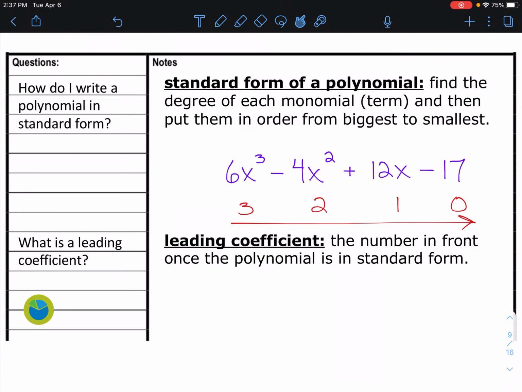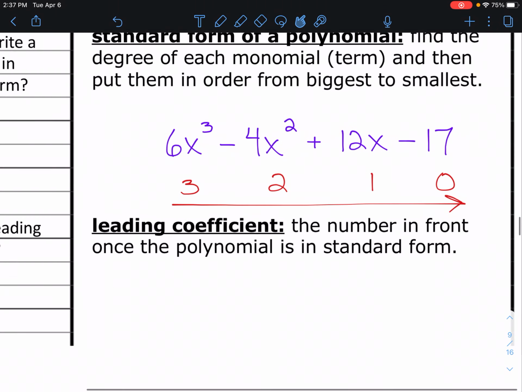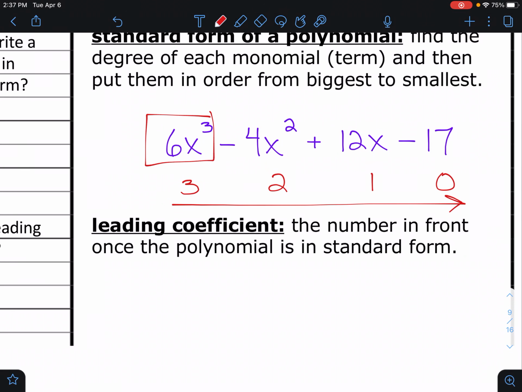Okay, coefficients. We talked about what coefficients are. Now remember the signs in front, anything in front. So this term is all together, and so is this one. Notice the sign in front of the term goes with it. These are all terms, monomials, right? But those signs go with it. So when we're talking about coefficients, we're talking about the 6, the -4, the 12, and the -17. The leading coefficient would be the number that's in front, okay, once you put it into standard form. So in this case, the leading coefficient would be 6.